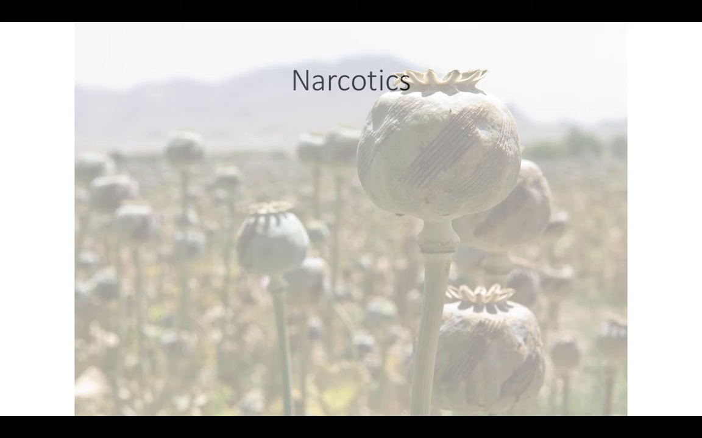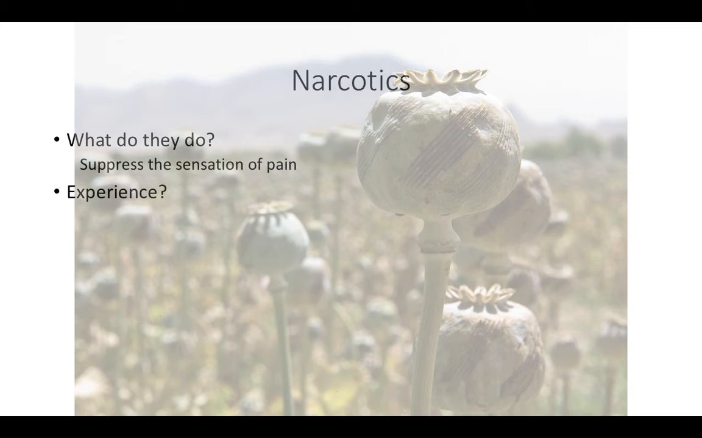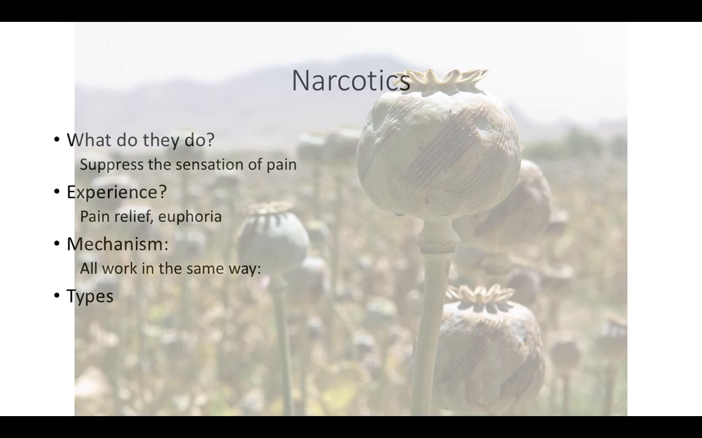Narcotics. In the background, that's a picture of opium poppies. What do they do? They suppress the sensation of pain, and they do that by binding to and stimulating the receptor sites for endorphins. The experience is pain relief and euphoria. The mechanism, I already had just said, they all work in the same way. They work as agonists for endorphins by binding to and stimulating the receptor sites for endorphins.